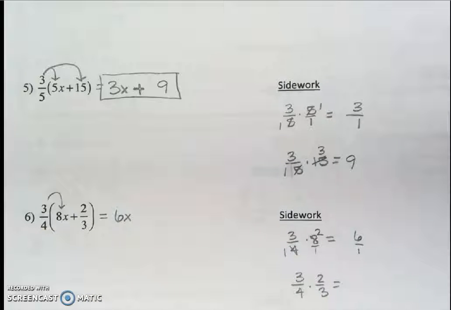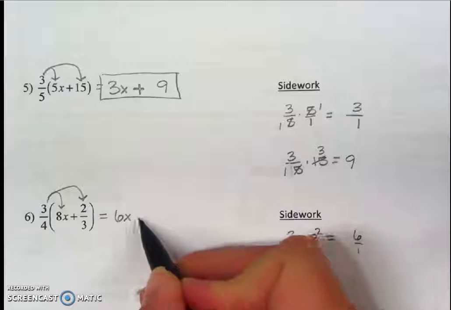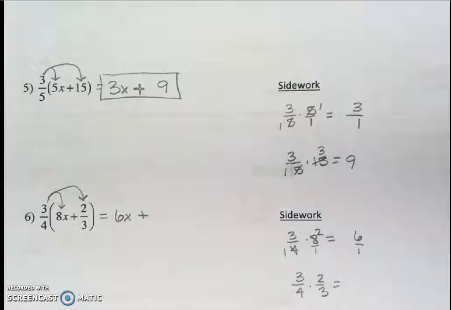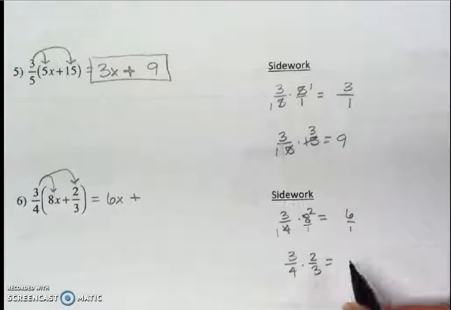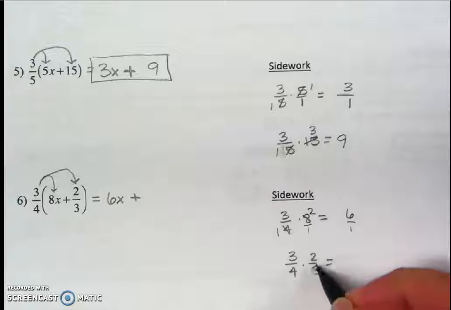Next, I'm going to multiply the 3/4 times the 2/3. I see my sign is going to be positive, so I'll write positive there, or a plus. And then I do my work to the side. 3/4 this time is going to be multiplied by 2/3. Now I can cross-reduce again. I see the 4 and the 2.